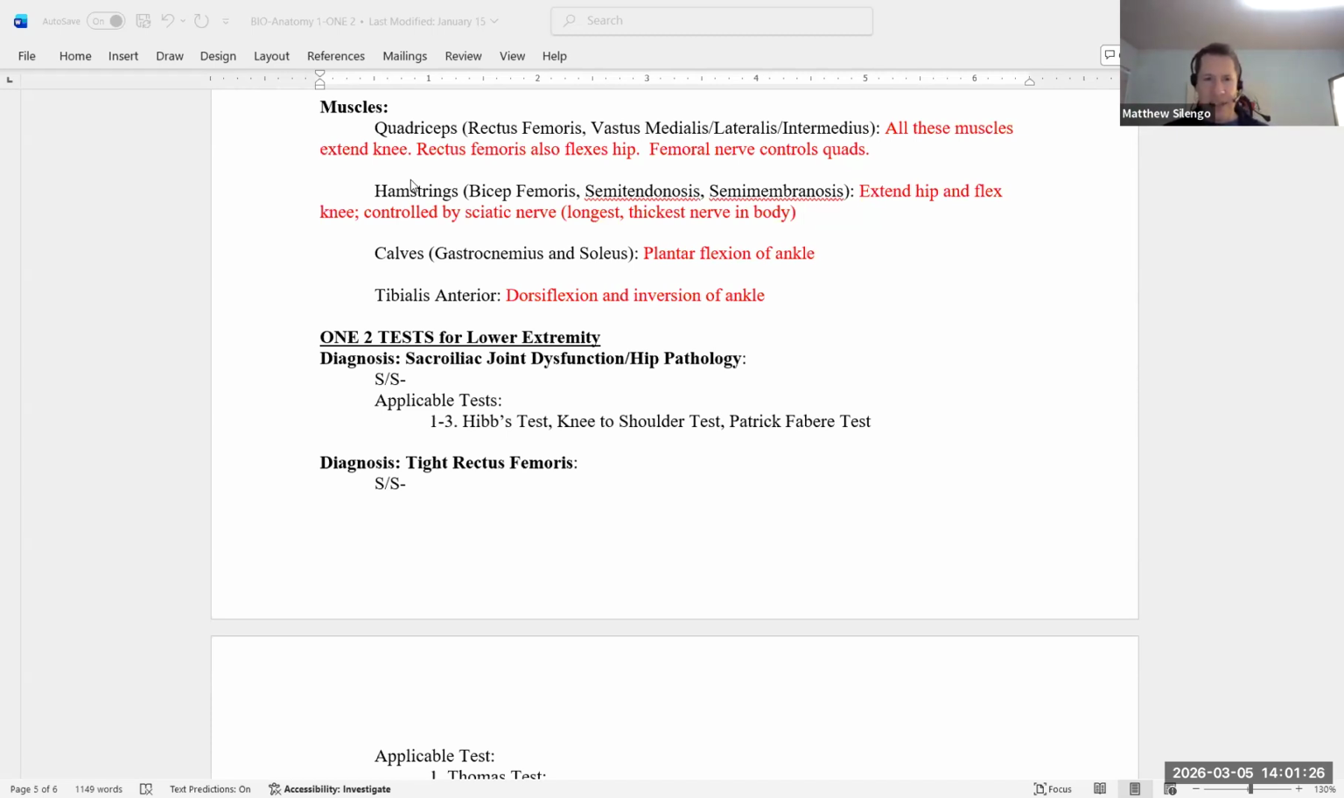Then we have the calves, the gastrocnemius and the soleus. Remember, the gastrocnemius is the more superficial muscle, and the soleus is deep to that. And those two muscles collectively cause plantar flexion. So, like standing on your toes, plantar flexion of the ankle, or you could say plantar flexion of the foot, standing on your tippy toes, kind of thing, pointing your toes.